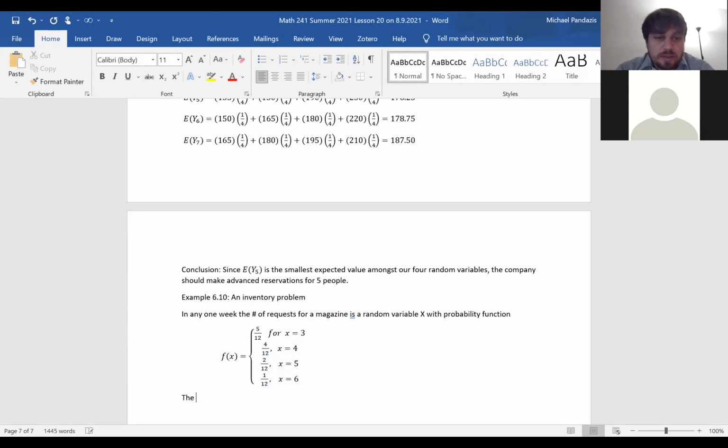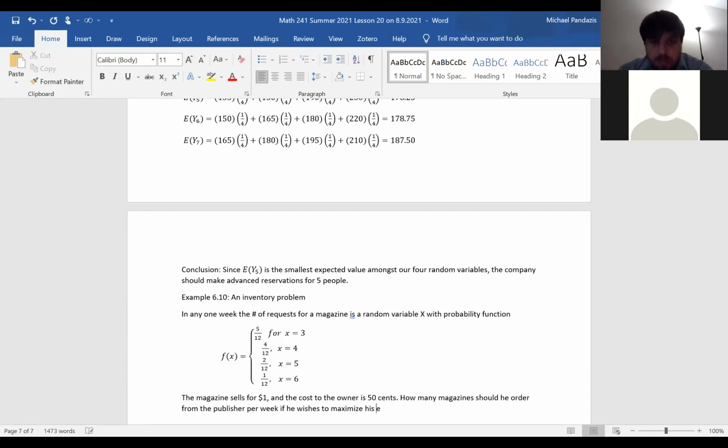The magazine sells for $1, and the cost to the owner is 50 cents. How many magazines should he order from the publisher per week if he wishes to maximize his expected profit?